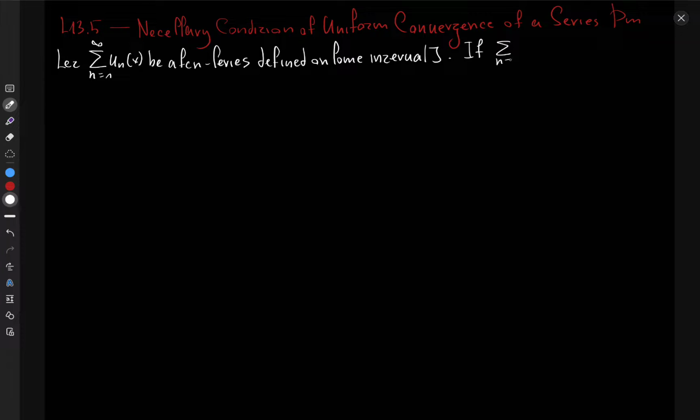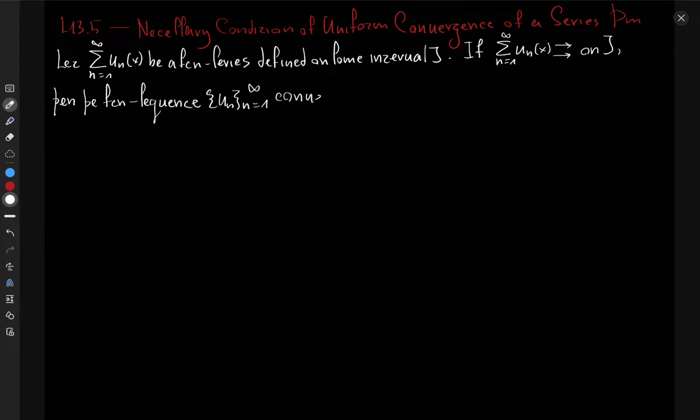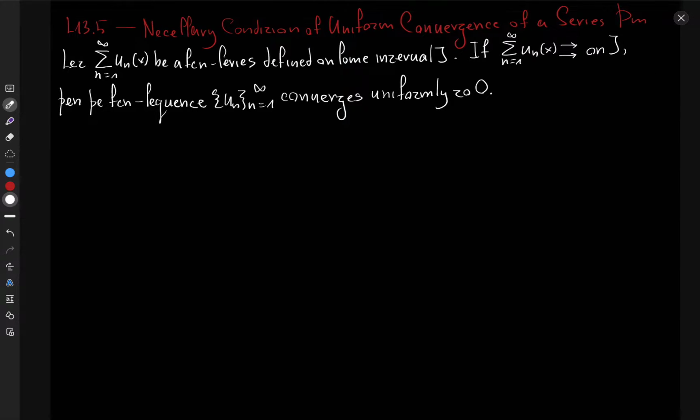If the series n ranging through 1 to infinity of un of x converges uniformly on J, doesn't matter to what, then the function sequence un, where n is ranging through 1 to infinity, converges uniformly to 0.